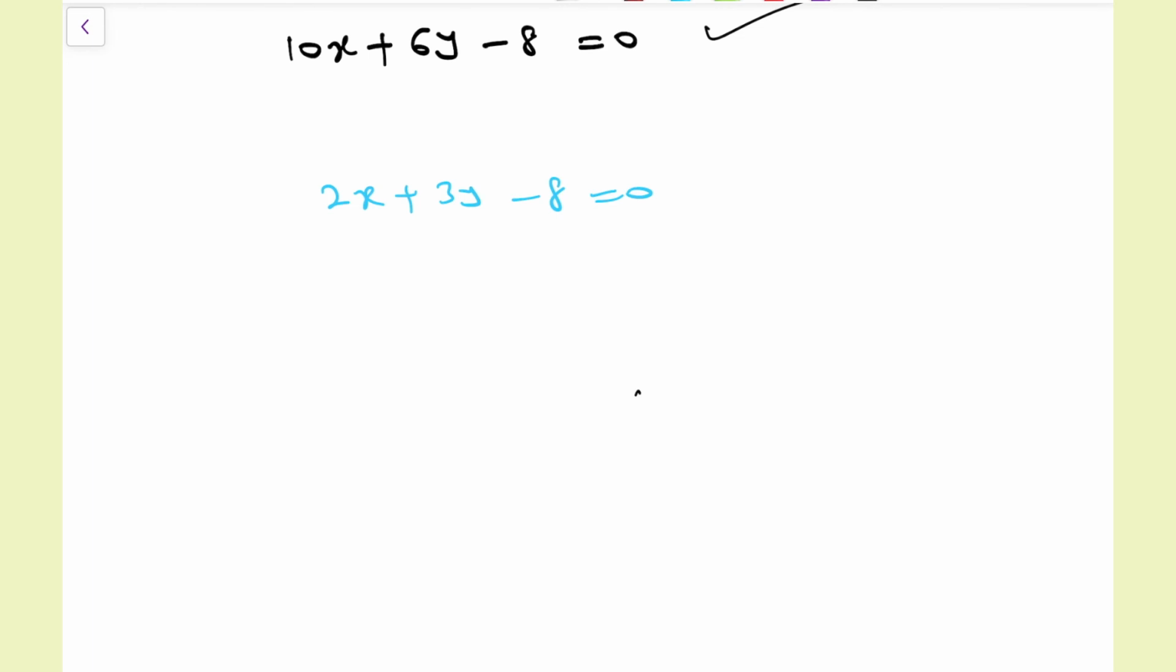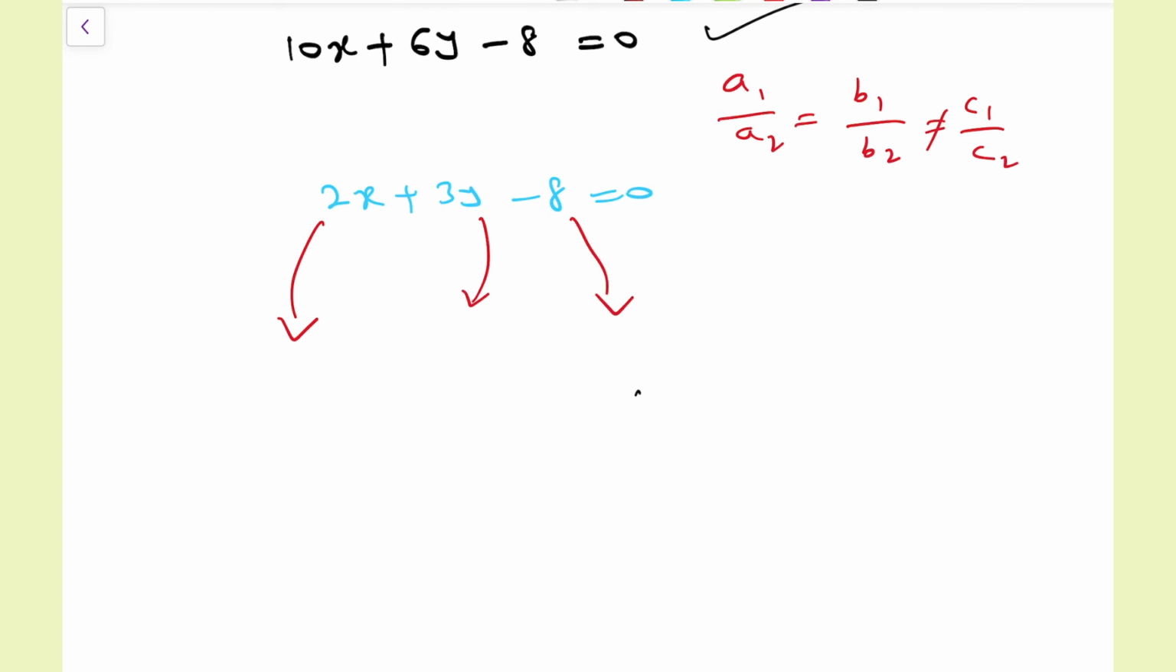Now, we are trying to form parallel lines. What is the parallel line condition? a1 by a2 equals b1 by b2 not equal to c1 by c2, right? So now, this 2x, 3y and 8 also we need to multiply. If I am multiplying 2x with 3, 3y also I need to multiply with 3 only, because a1 by a2 equals b1 by b2 and not equal to c1 by c2, right? So this 8 you need to multiply with any number except 3.